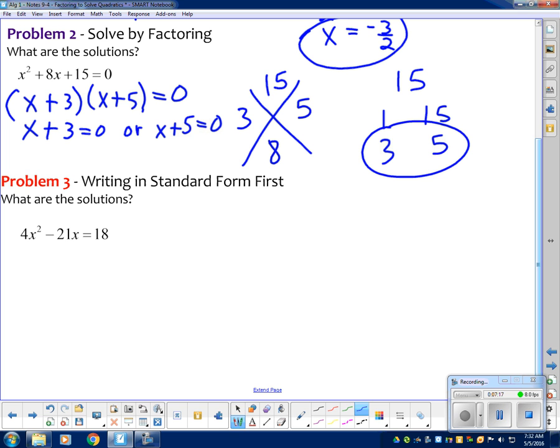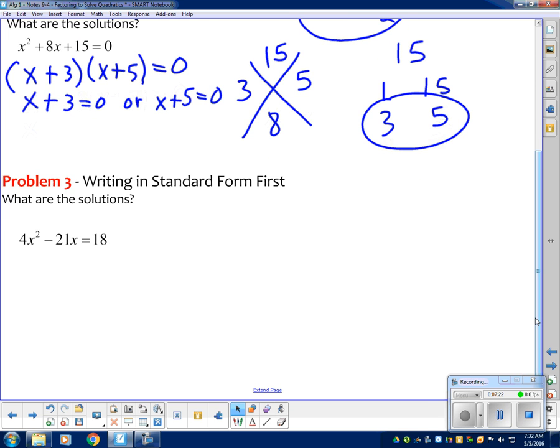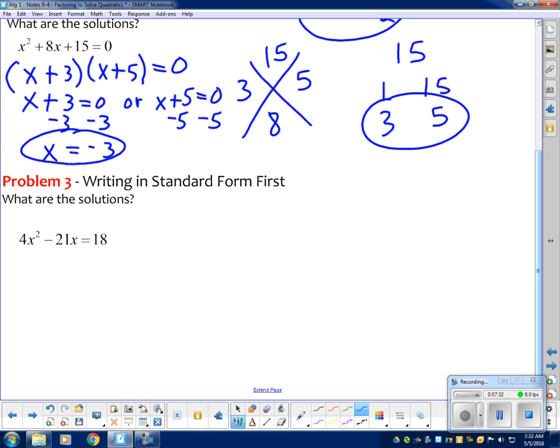And by subtracting 3 from each side in the first factor, we see that we get negative 3 as our solution. X equals negative 3 is one solution. Or by subtracting 5 on each side in this one, we get x equals negative 5. And so my two solutions are negative 3 and negative 5.